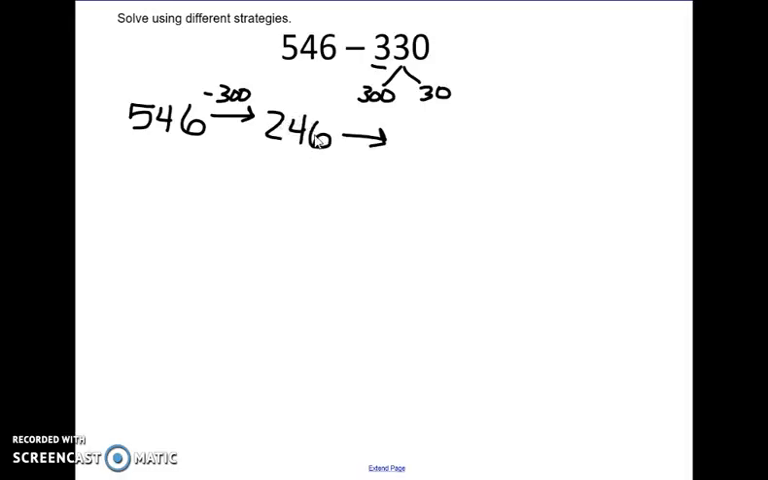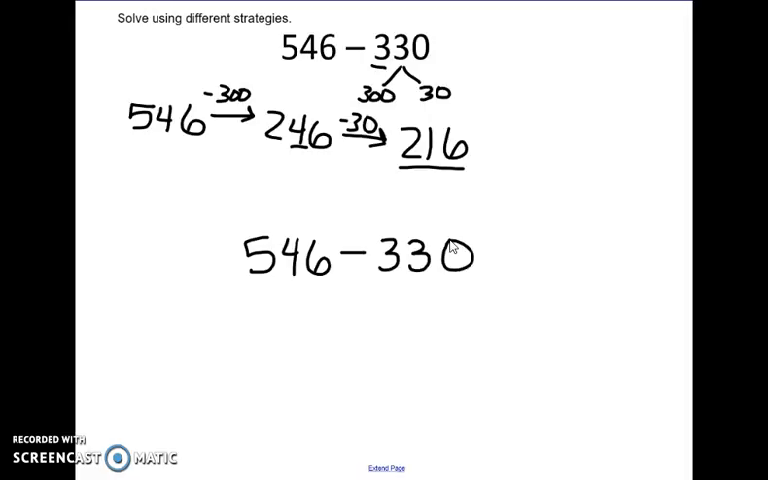Now, 46 is greater than 30, so I'm going to simply subtract out my 30. 246 minus 30 would give me 216. So my answer in this problem would be 216. I could have used a number bond, but remember, sometimes it can be tricky to use a number bond when subtracting. If you choose to use a number bond, you want to take a look at this number and go up to the next 100.